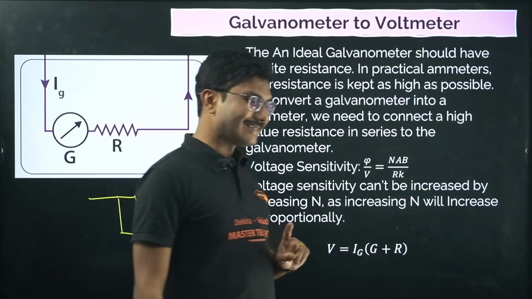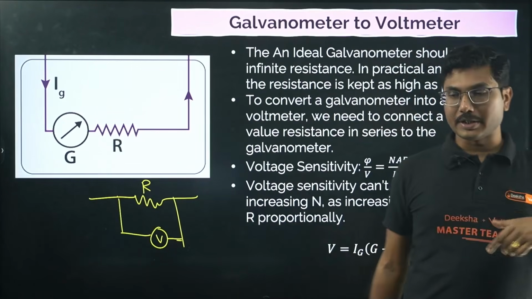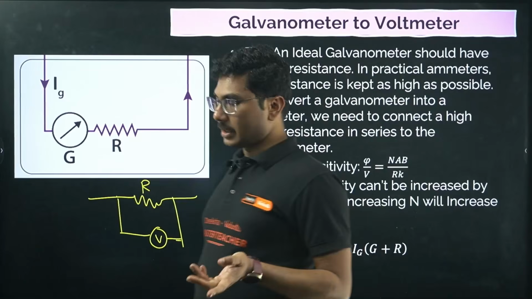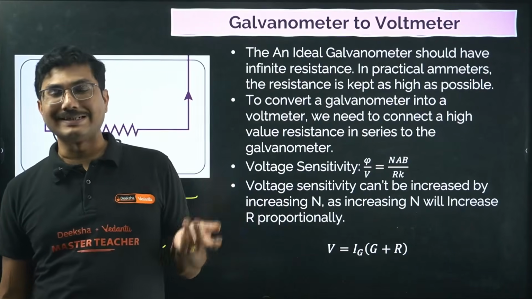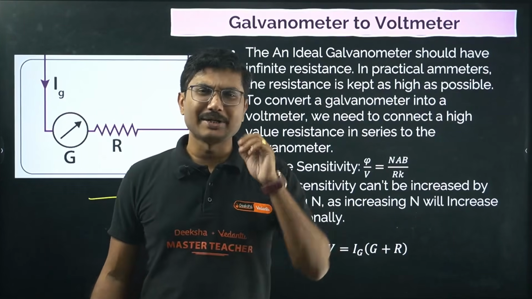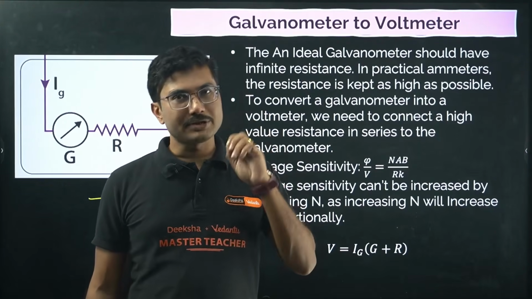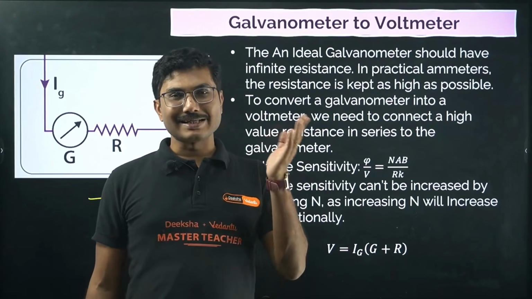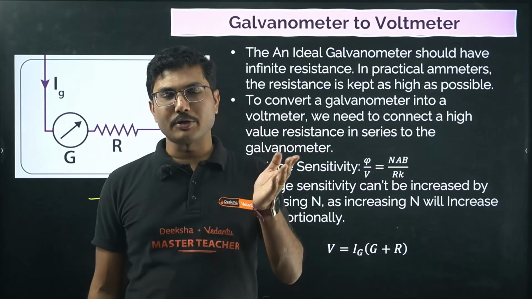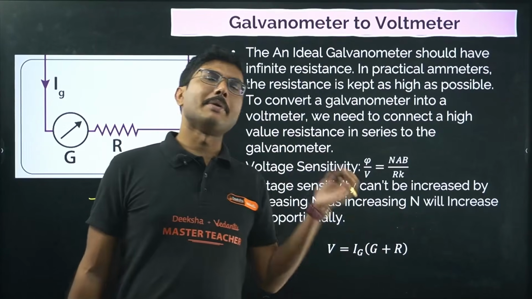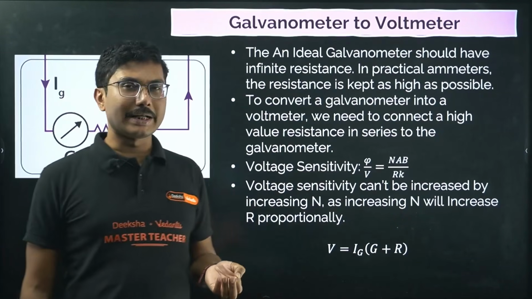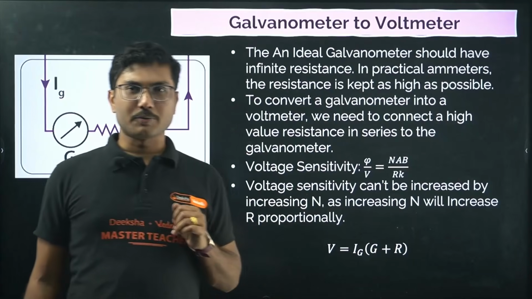So in case of current sensitivity, you can increase the number of turns, and the ammeter should be more sensitive to a small amount of change. What is the meaning of sensitivity? Sensitivity means it can detect a very small amount of change as well. So even if the current changes, say from 1 ampere to 1.1 ampere, it should be able to detect that change and show you a corresponding reading.